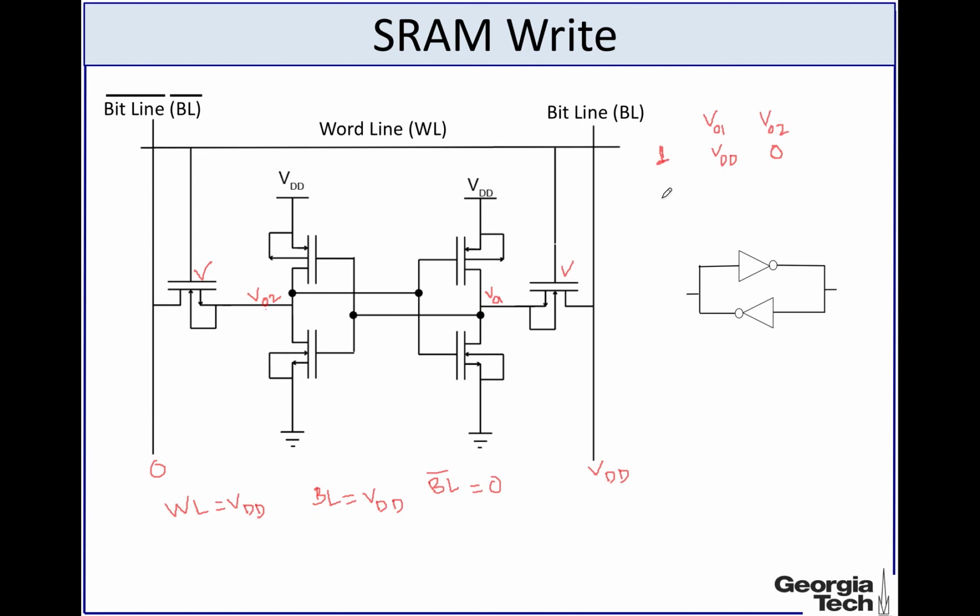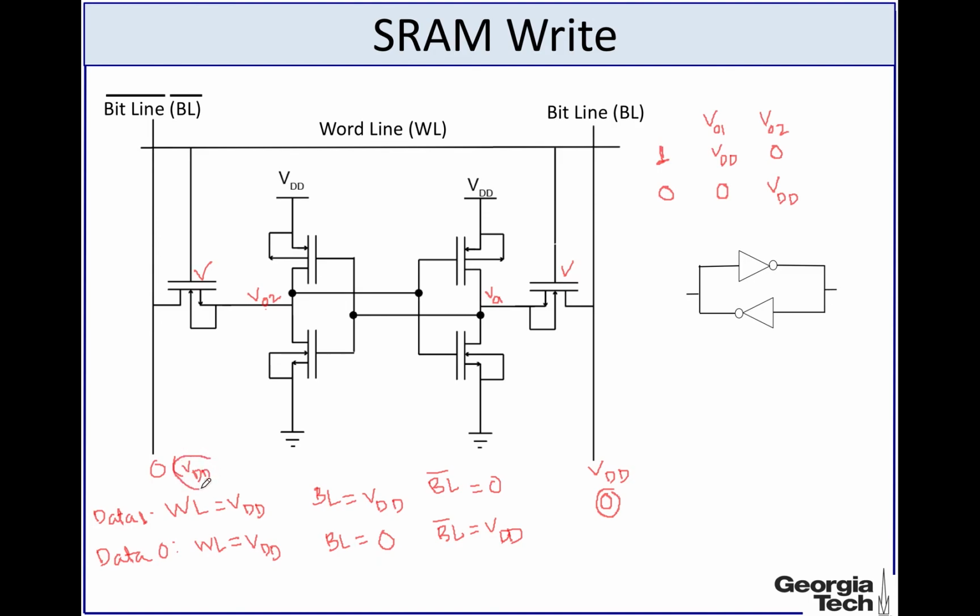Alright, so now let's say you want to put a 0 into it, and in this case your VO1 should be 0 and VO2 should be VDD. In the previous case you were writing data equals 1. Now let's say you want to write data equals 0. In this case again you will put word line to VDD, and now you will put bit line to 0 and bit line bar to VDD. So now you are putting bit line to 0 volts and bit line bar to VDD.